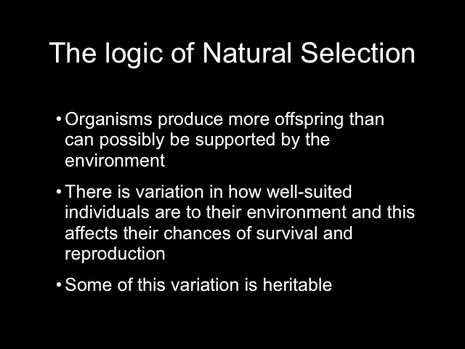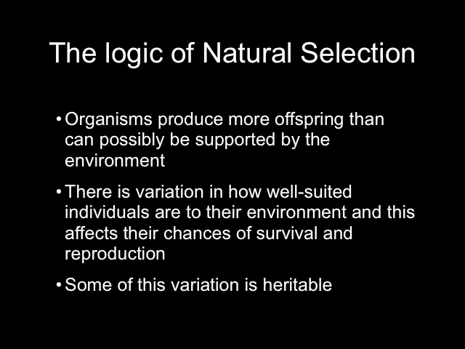The first principle is that organisms produce more offspring than can possibly be supported by the environment. So not every individual in a species who's born can survive to reproduce. The second principle is that there's variation in how well suited individuals are to their environment, and this affects their chances of survival and reproduction. So some individuals born in a population are going to be better at surviving and reproducing than others. And the third, really most important principle, is that some of this variation needs to be heritable.